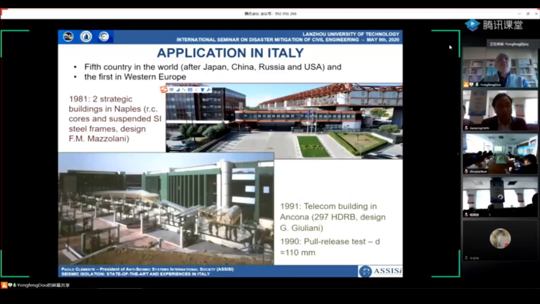The first application in buildings dates 1981 and concerned a fire command building in Naples. It is a steel structure suspended from a top reticular beam, supported by a reinforced concrete tower, to have lots of free space on the ground floor for the works of the fire command, of course. In 1990, the Telecom Italia Center in Ancona was completed. In this case, impressive on-site release tests were performed on one of the 5 buildings with an initial displacement of 11 centimeters.